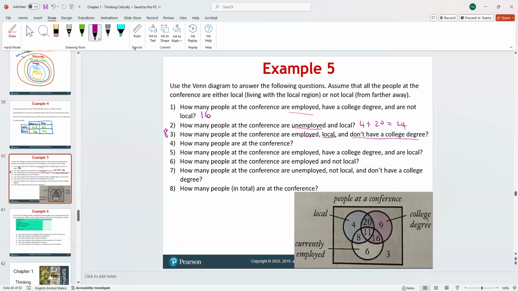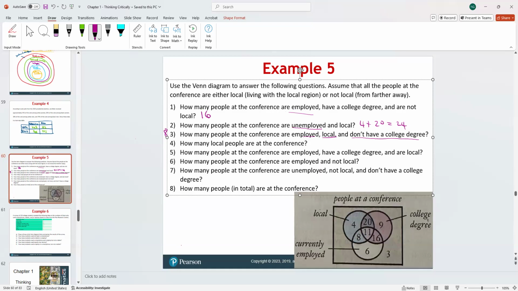Number 4, how many people are at the conference? Now you only need to add them all up together and you're going to find the answer. How many people are at the conference? What we can do here is just add them. Let me verify how many local people there are.